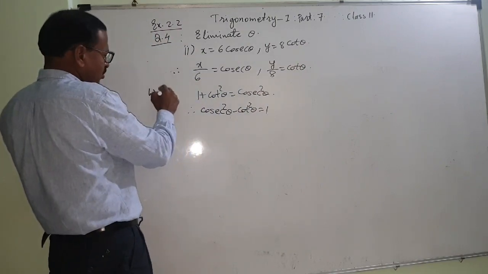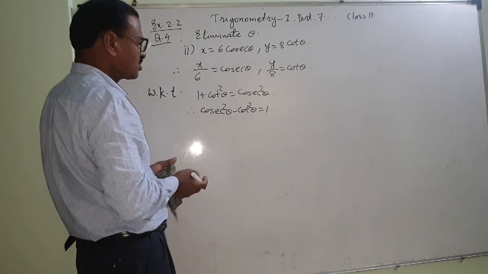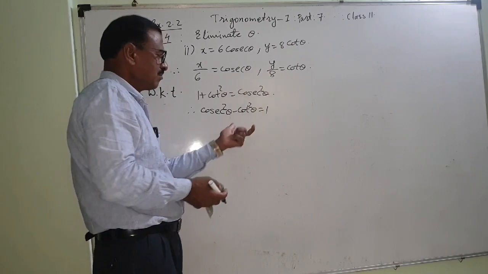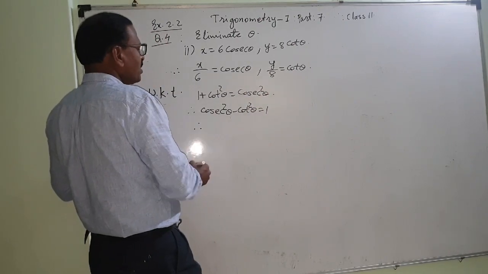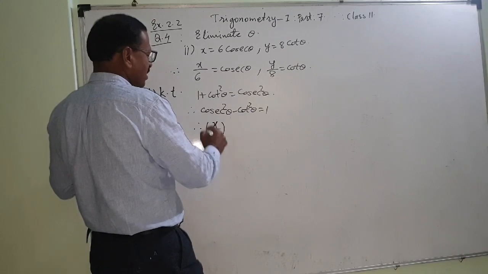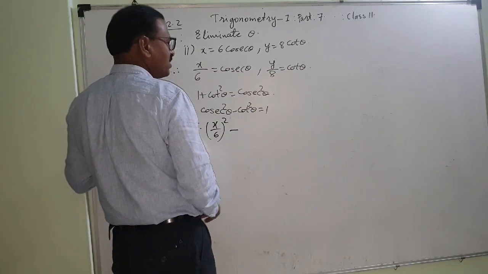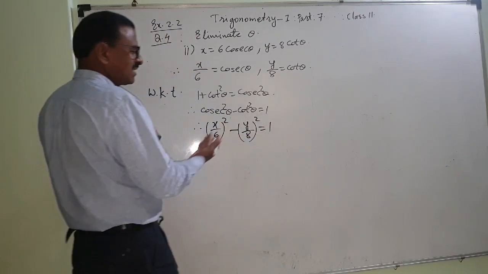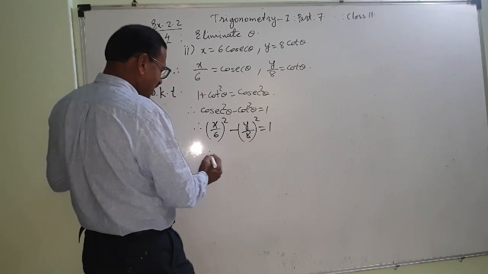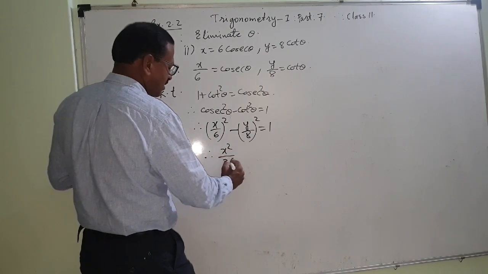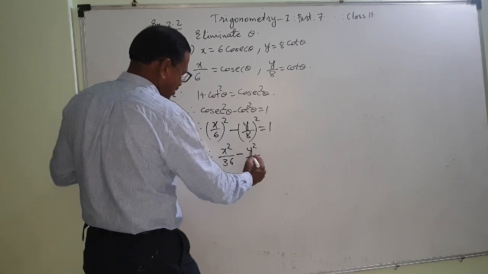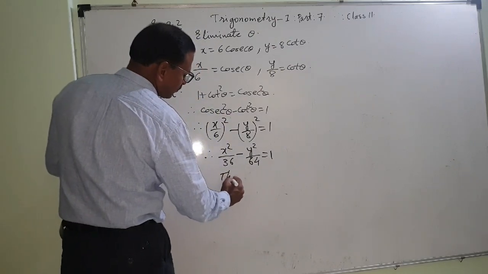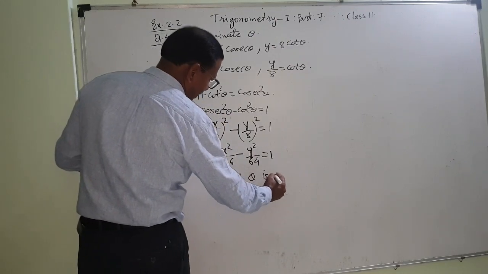So we know that 1 plus cot square theta is equal to cosec square theta. So cosec square theta minus cot square theta is 1. Therefore, cosec is x upon 6, its square, minus cot is y upon 8, its square, is equal to 1. Or you can write x square upon 36 minus y square upon 64 is equal to 1. Thus, theta is eliminated.